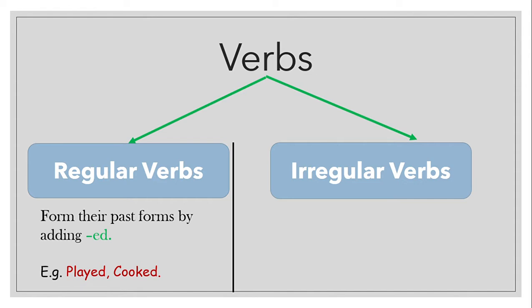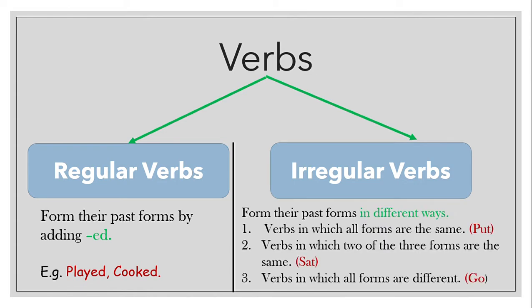How about the irregular verbs? The irregular verbs have a special form. Okay? How? They form the past in different ways. One way is that all the forms are the same. The past of, for example, the word put is put. And if I add the helping verb has, have, or had, it is also put. Sometimes only two of the three forms are the same, like sit and sat.